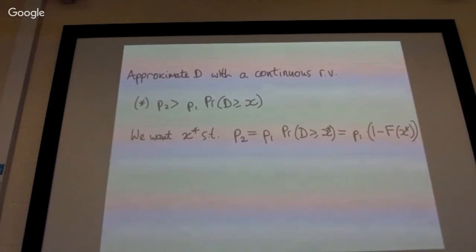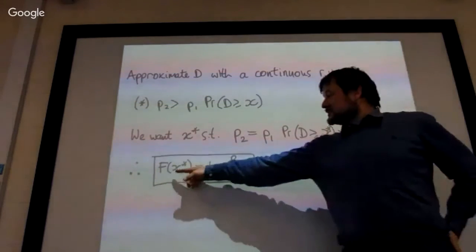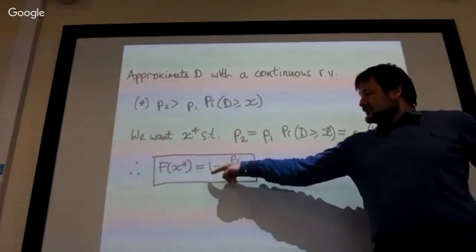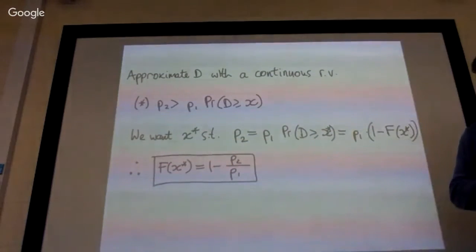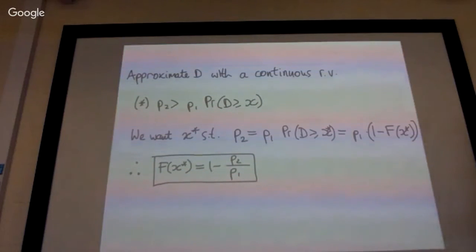That's what we're looking for. And when we solve this for F of x star, we get that it must be 1 minus P2 divided by P1. And knowing the cumulative distribution function from this, you can get the x star. But there's no common formula because it depends on the distribution of the demand.